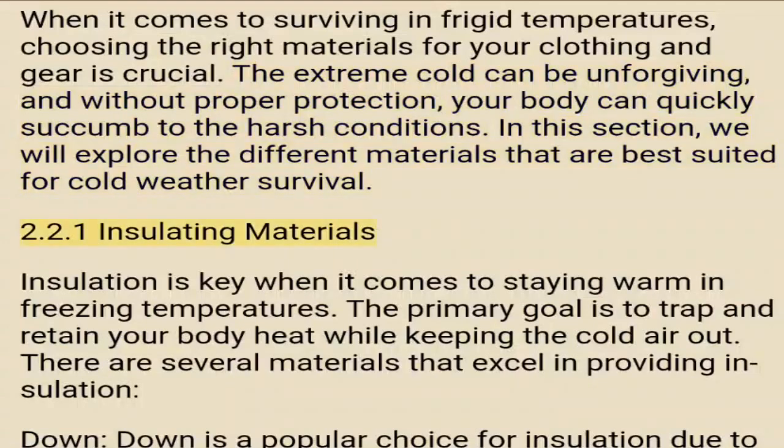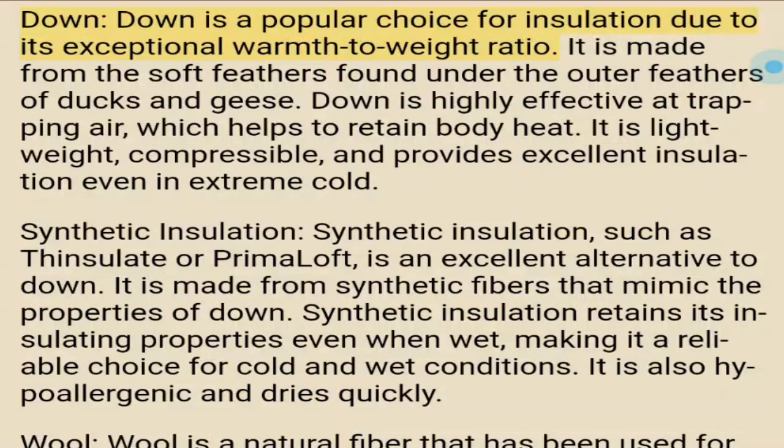2.2.1 Insulating materials. Insulation is key when it comes to staying warm in freezing temperatures. The primary goal is to trap and retain your body heat while keeping the cold air out. There are several materials that excel in providing insulation. Down. Down is a popular choice for insulation due to its exceptional warmth-to-weight ratio. It is made from the soft feathers found under the outer feathers of ducks and geese. Down is highly effective at trapping air, which helps to retain body heat. It is lightweight, compressible, and provides excellent insulation even in extreme cold.